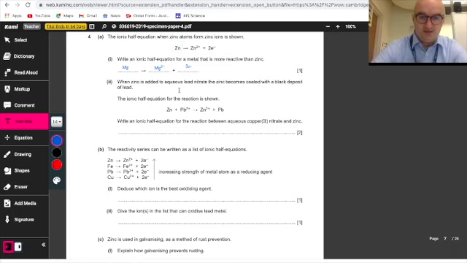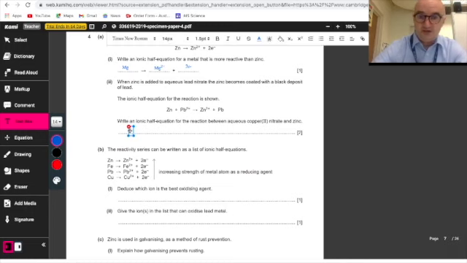When zinc is added to aqueous lead, a black deposit of lead is found. The ionic half equation is here, so zinc is going to zinc 2+, lead 2+ is going to lead, so lead picks up 2 electrons to become lead, solid, so that's a reduction because it's gaining electrons. And zinc is going to zinc 2+ plus 2 electrons. Those 2 electrons from the zinc being picked up by the lead are the same 2 electrons.